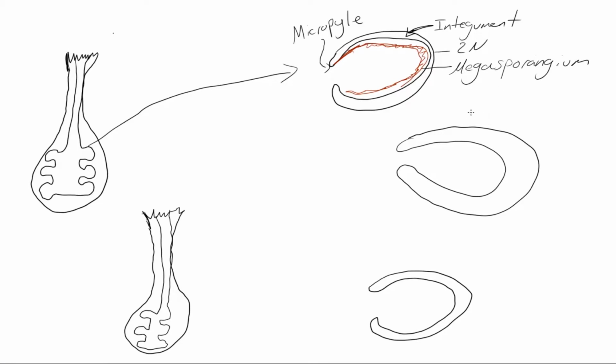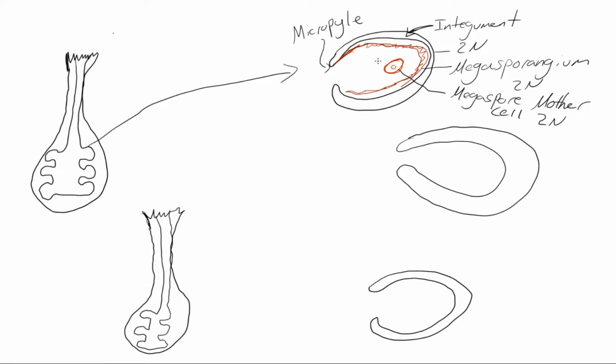All right, so this megasporangium is still part of the parent plant, so it's also 2N. And what this megasporangium is going to do is release one cell called a megaspore mother cell. This megaspore mother cell was also made through mitosis from the megasporangium, so this cell is also 2N. All right, so the megaspore mother cell is what's going to undergo meiosis to produce a megaspore.